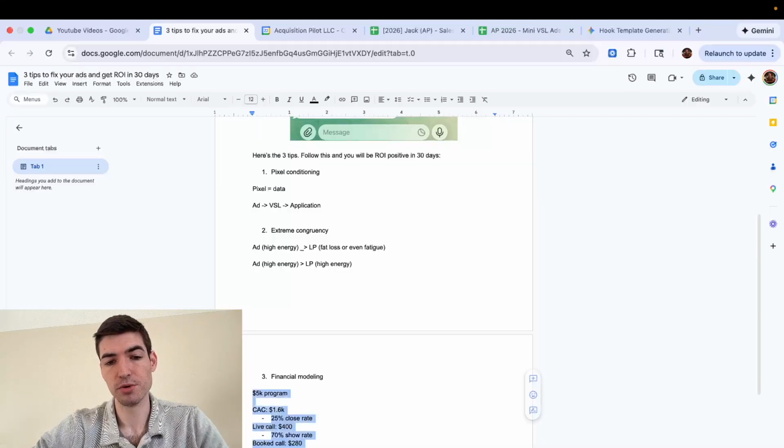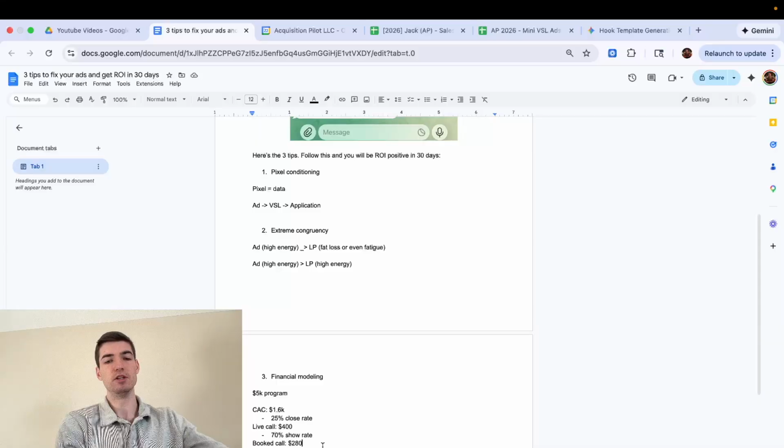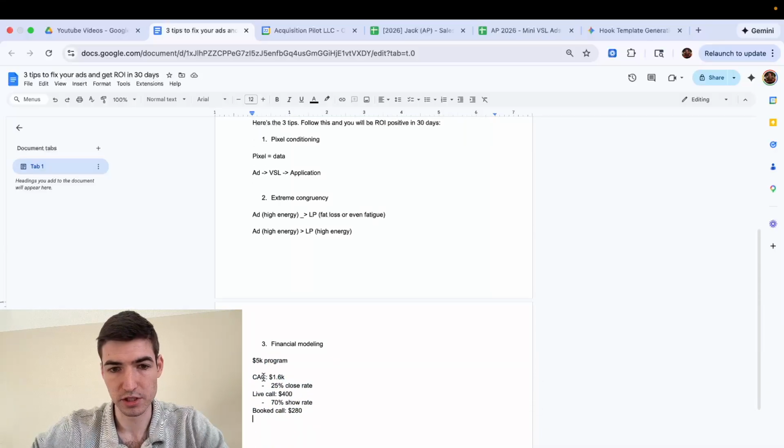So you have to know your numbers. If you don't, you are just in the dark. You have no clue what you're doing. You can't make good decisions without knowing your numbers and doing financial modeling. So you need to do this. Literally do this math for yourself. I have a fancy spreadsheet built out for this, but you can do back of napkin math here. We can change these variables based on your pricing, what your close rate is, what your show rate is, all this stuff.